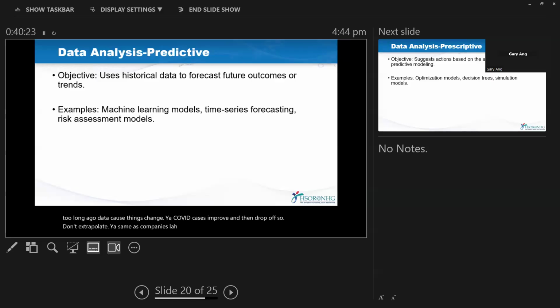Same as companies. Sometimes you see a company with a 20% or 50% increase in revenue. It's not possible to increase your revenue by 50% every year for 10 years, 50 years, 100 years. Otherwise, you'll be bigger than the entire economy. So don't extrapolate to the trees.